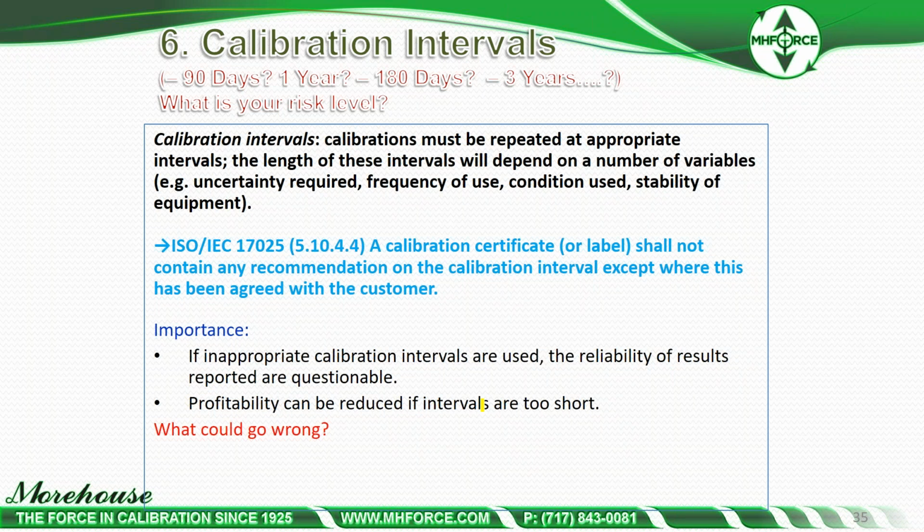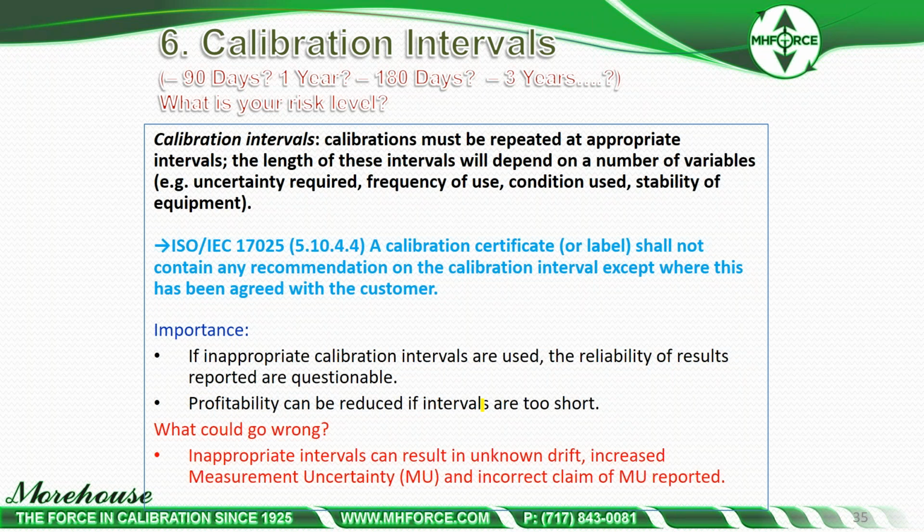What could go wrong? Inappropriate intervals can result in unknown drift, increased measurement uncertainty, and incorrect claim of MU reported. In the case where the 4-year interval happened, the incorrect claim of MU was reported.